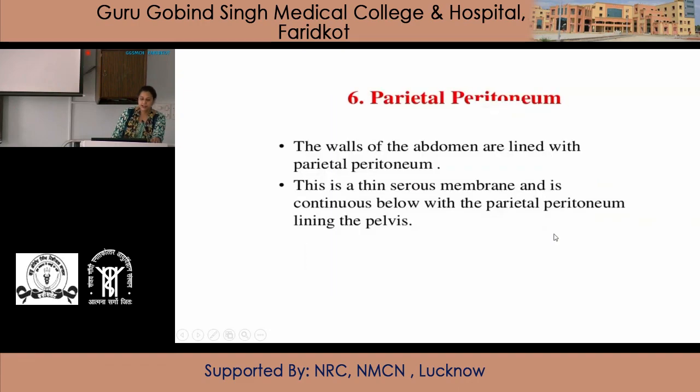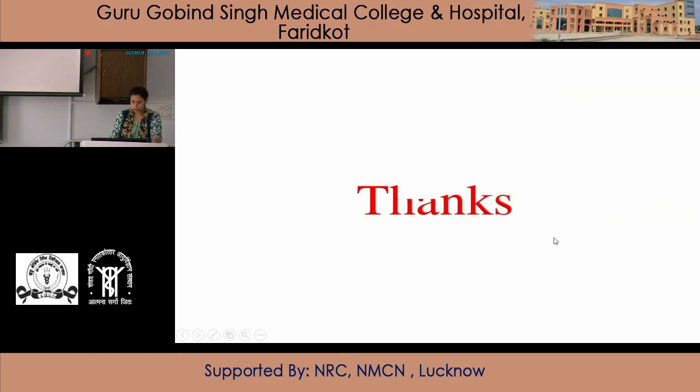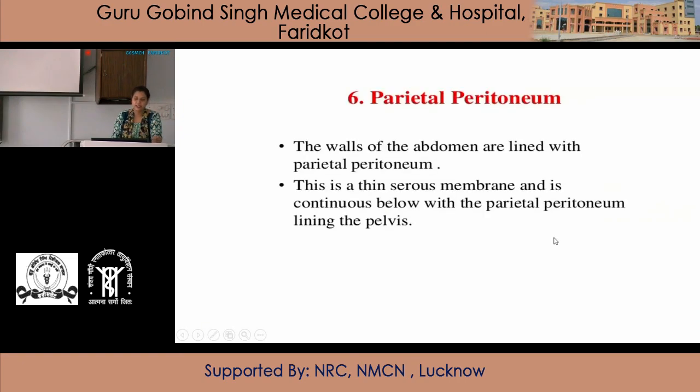The walls of the abdomen are lined with the parietal peritoneum. This is a thin serous membrane and is continued below with the parietal lining of the pelvis. So this is all about the 6 layers of the anterior abdominal wall: skin, superficial fascia, deep fascia, muscular layer, fascia transversalis and extraperitoneal fat, and last is the parietal peritoneum.